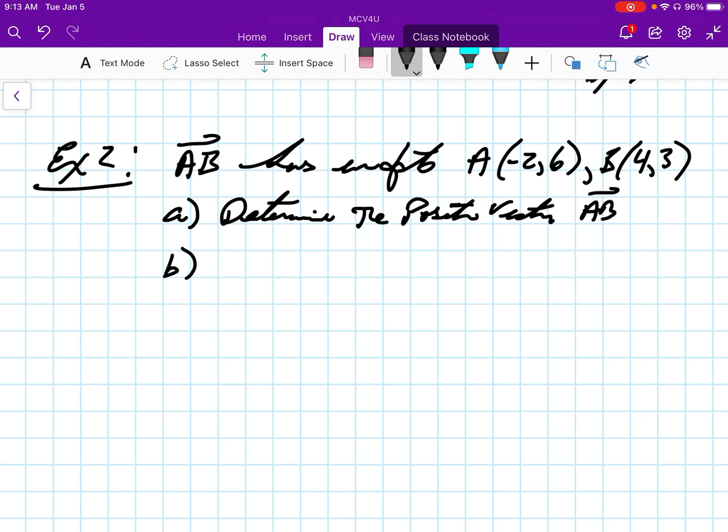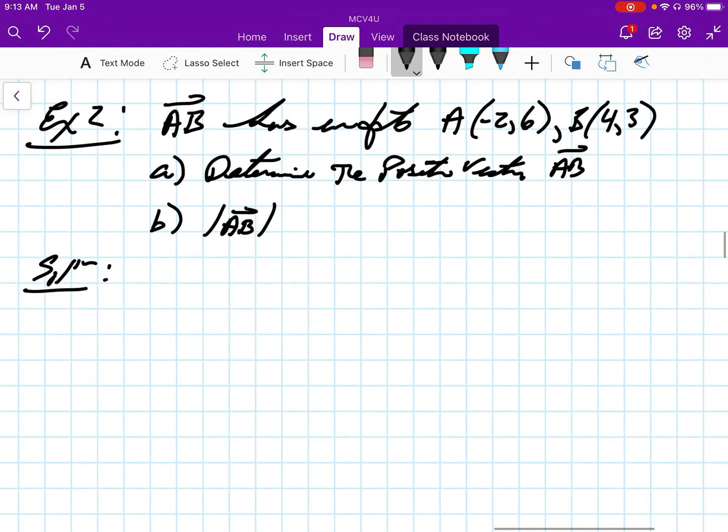And here's a new concept for us. We're actually going to determine the length, we're going to find the magnitude of AB itself, algebraically. So here's what we can do for the first part, finding the position vector. And this is when we do it with this example, we can do it for all.